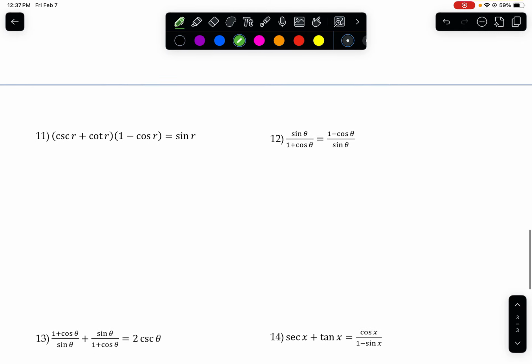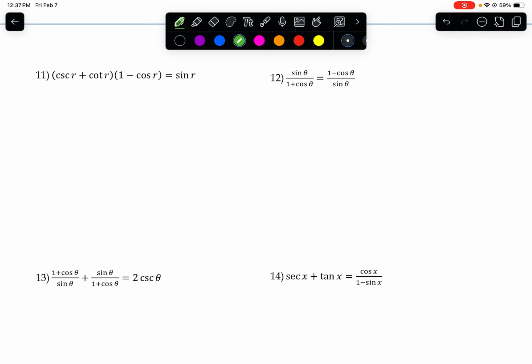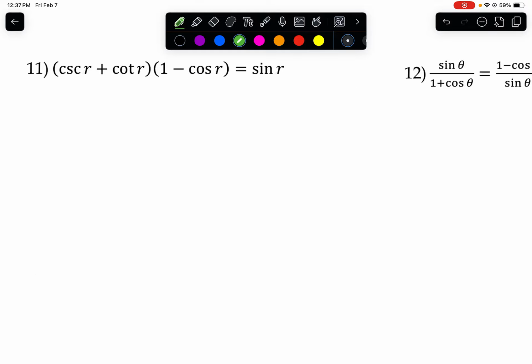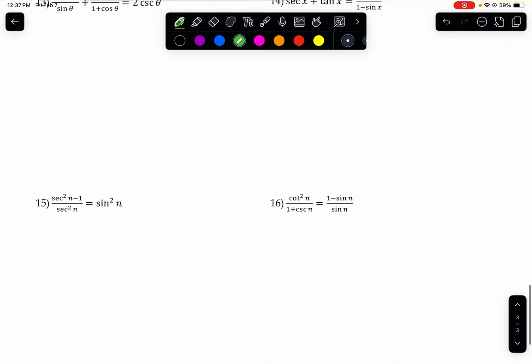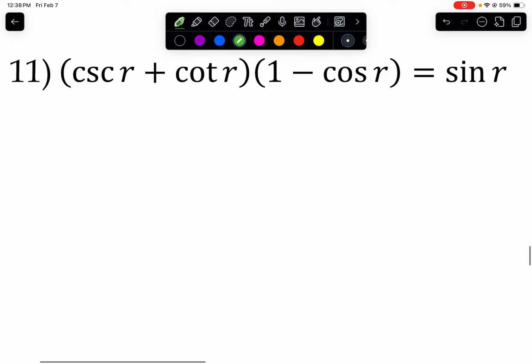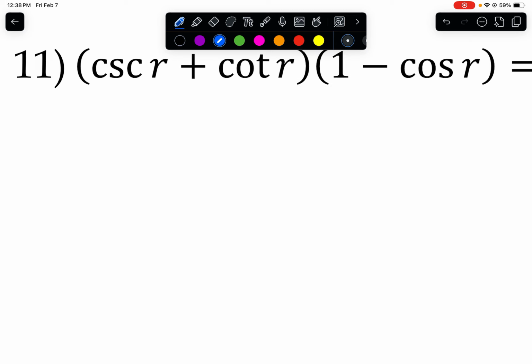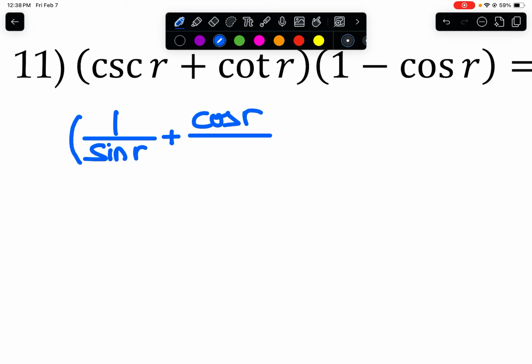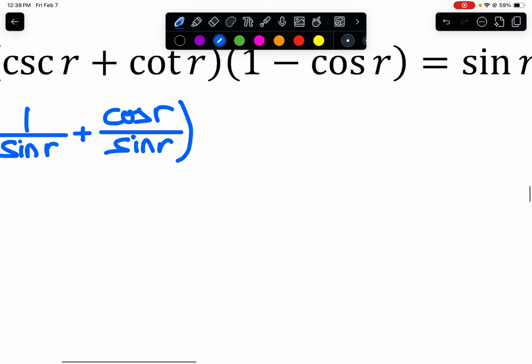Moving on. Oh, lordy. All right, these are going to be fun. So moving on to 11, I am going to do all of these. So we have cosecant r plus cotangent r, times 1 minus cosine r, and we want to prove that it's going to equal sine r. Okay, so I'm going to change everything to sine and cosine first. Cosecant of r is 1 over sine r, and then plus cotangent r is going to be cosine r over sine r, and then that's going to be 1 minus cosine r.